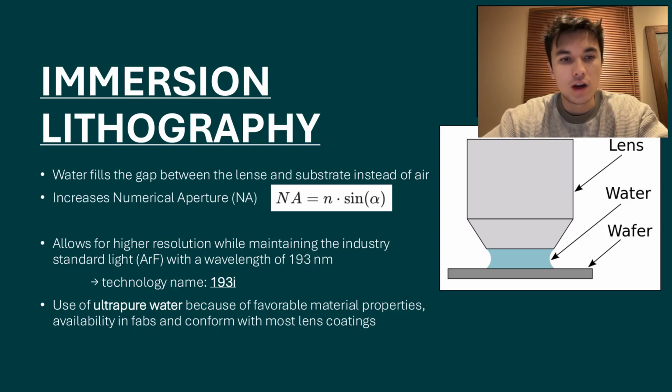This allows for higher resolution while maintaining the industry standard light with a wavelength of 193 nanometers. Hence the name 193i of this technology. We use ultra pure water because it has some favorable material properties, and especially it's already available in every fab and conform with Morse lens coating. So this was really lucky.